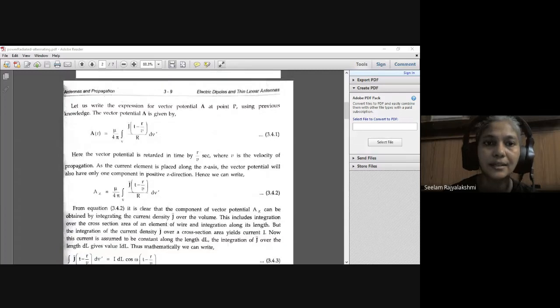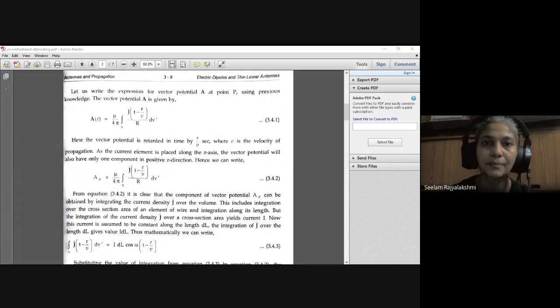Let us write the expression for the vector potential A at the point P using previous knowledge. Vector potential A is given by A of r equals mu by 4 pi integration over V of J bar at t minus r by nu, divided by r, into dv dash. This is equation number 1. Here the vector potential A is retarded in time by r by nu seconds, where nu is the velocity of propagation.